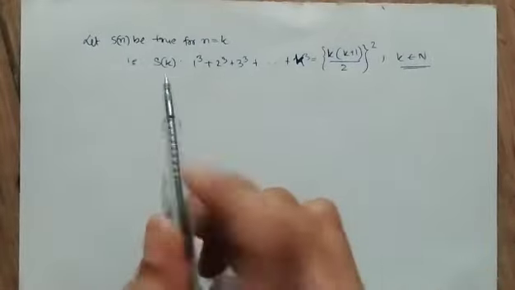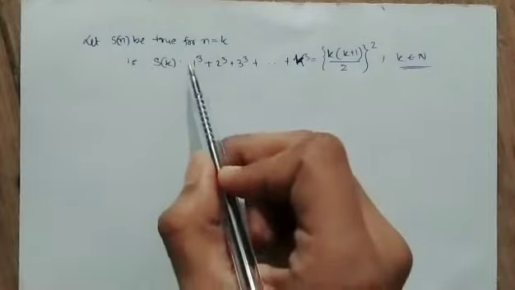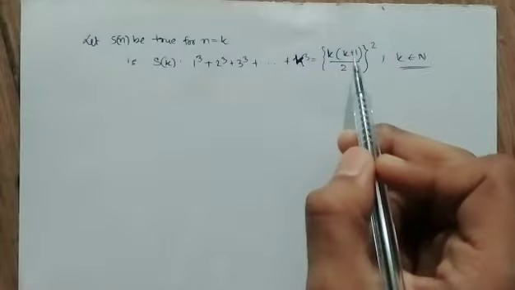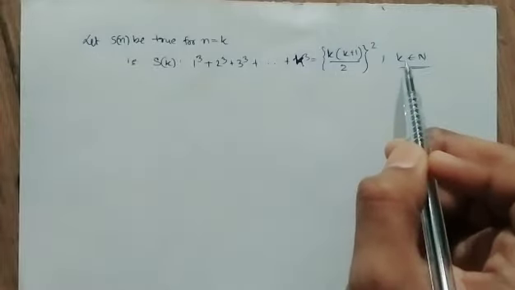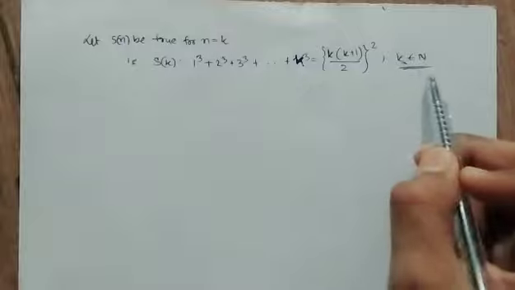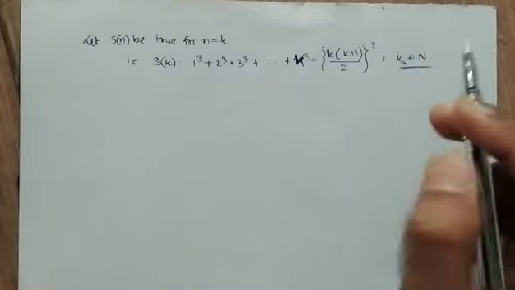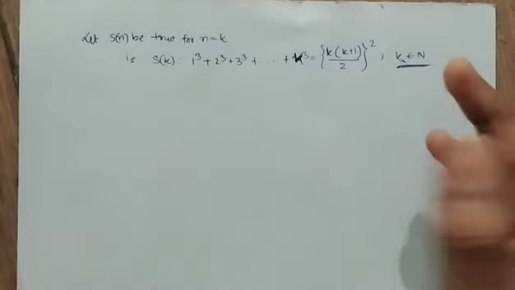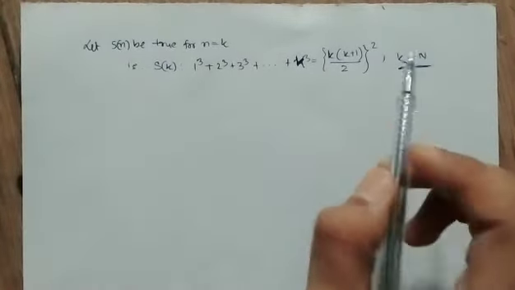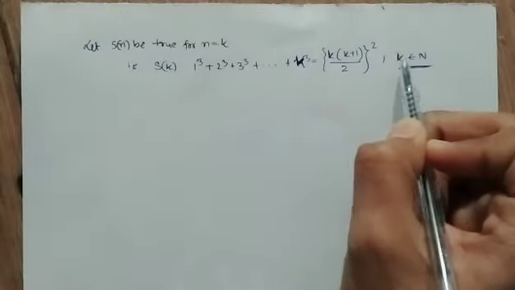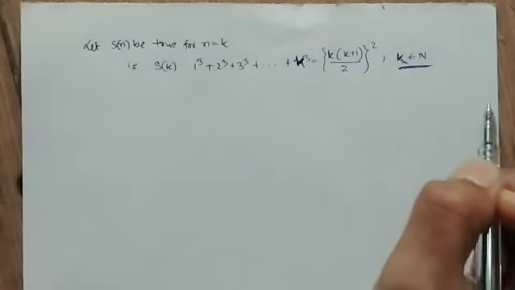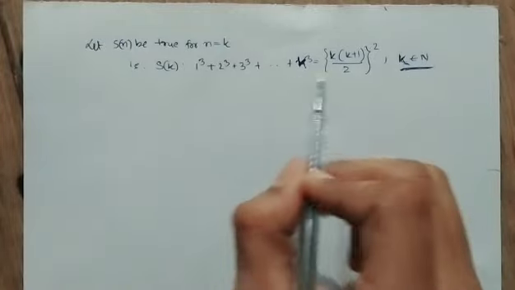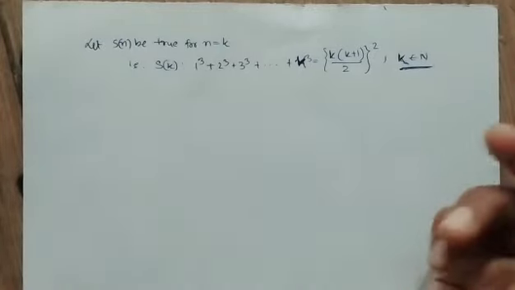So we consider that as k, that is 1 cube plus 2 cube plus 3 cube plus dot dot dot plus k cube is equal to k into k plus 1 divided by 2 whole square, where k belongs to natural numbers. You must not miss this term, because we are dealing with natural numbers and using the properties of natural numbers. If you don't mention that k belongs to natural numbers, then it is not correct. So you need to mention this. As we did, in place of n we just incorporated k.